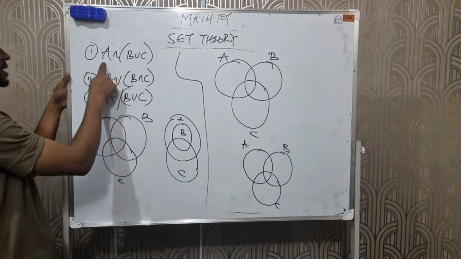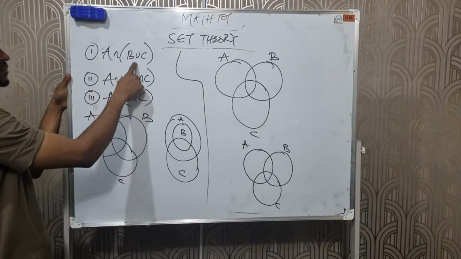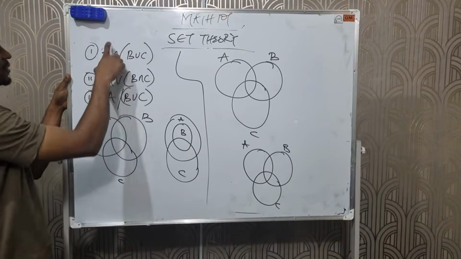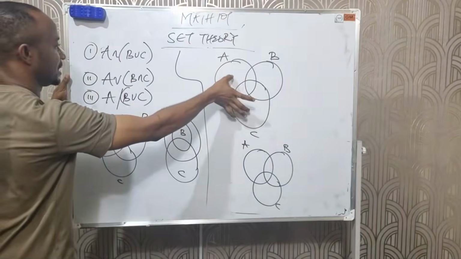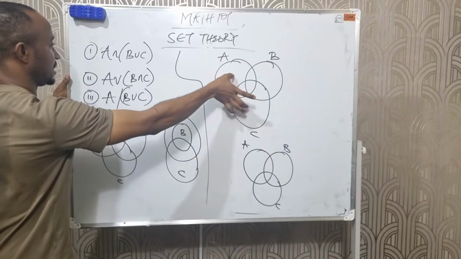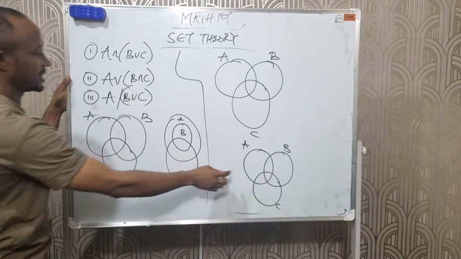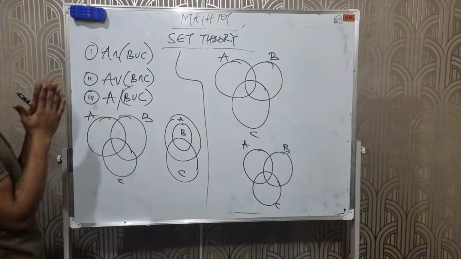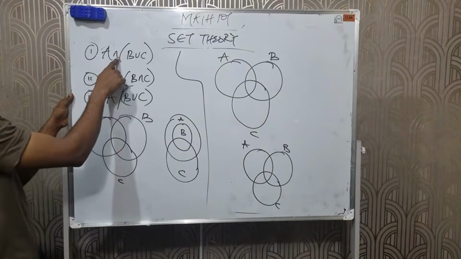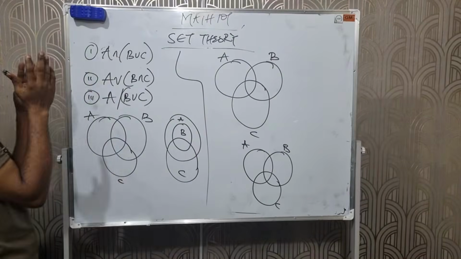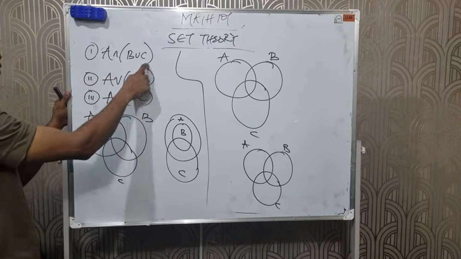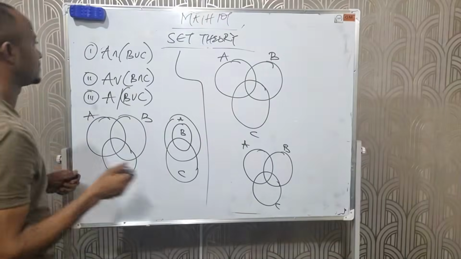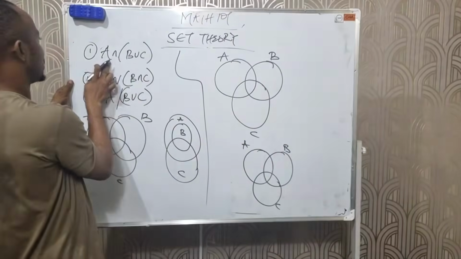We are relating A and B union C together. Then I will use this first one to represent A, then use this to represent B union C. Then we can find the intersection. This symbol here means intersection. It means what is common in A and also in B union C.